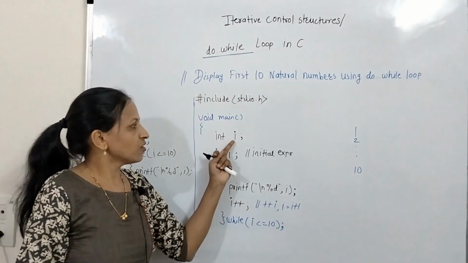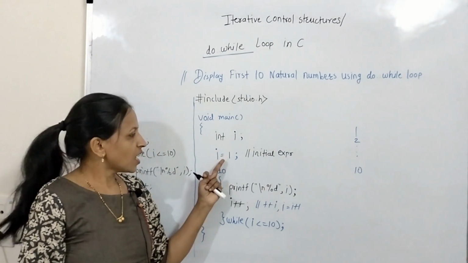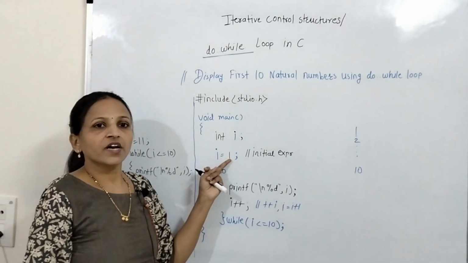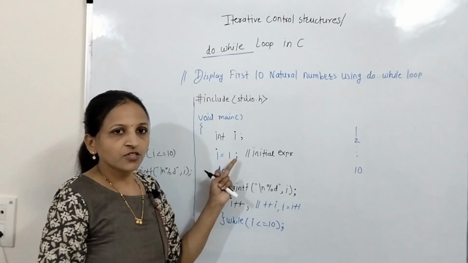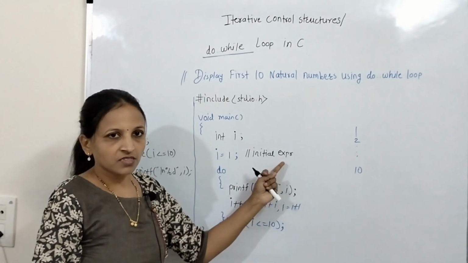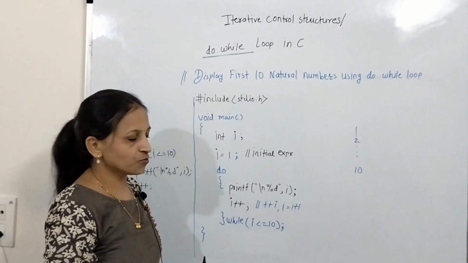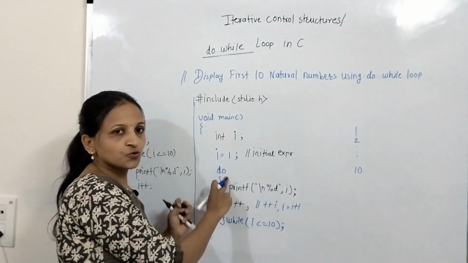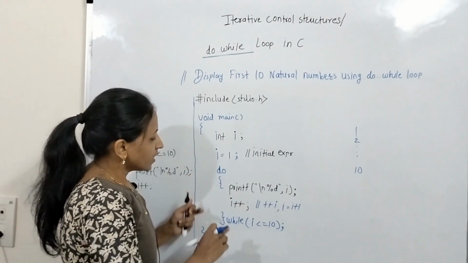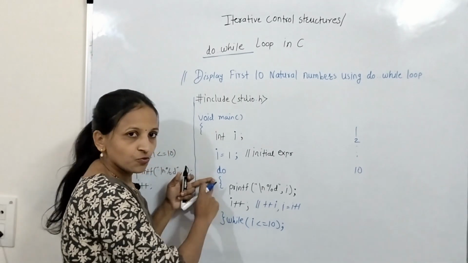See, initially we have declared this variable I. I has the initial value 1. We have to initialize it to 1 using the initial expression. This is the initialization we have to do first. After that we will place this do keyword. Then this is the block of the do while.